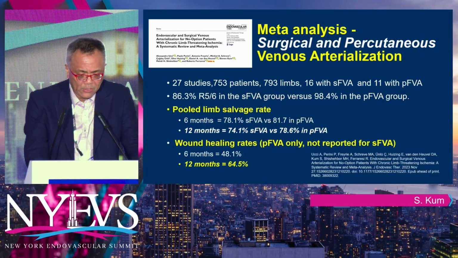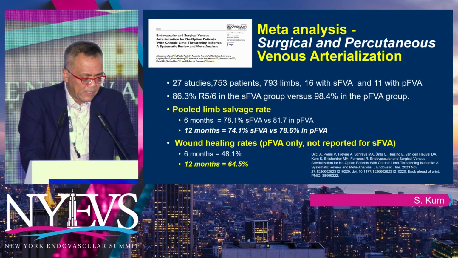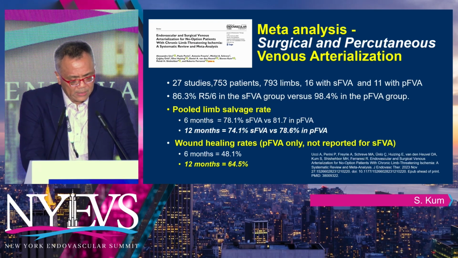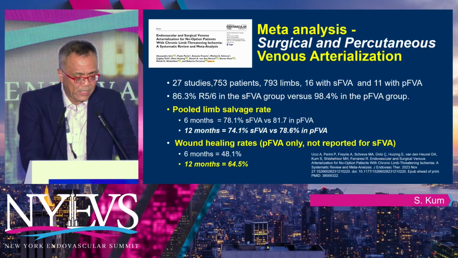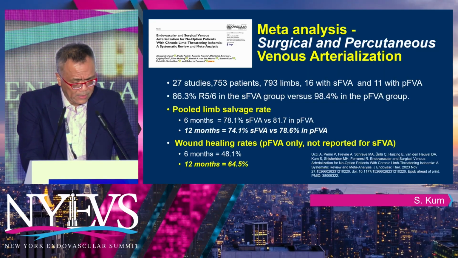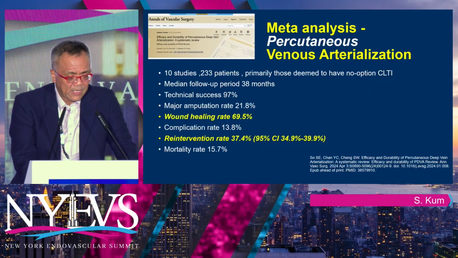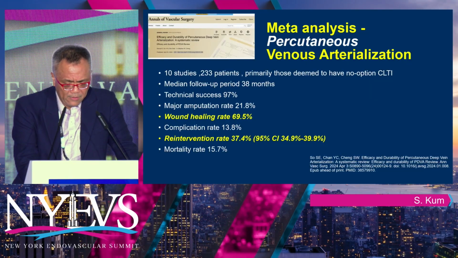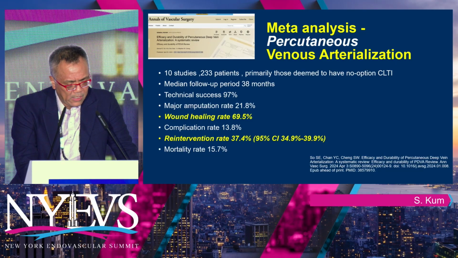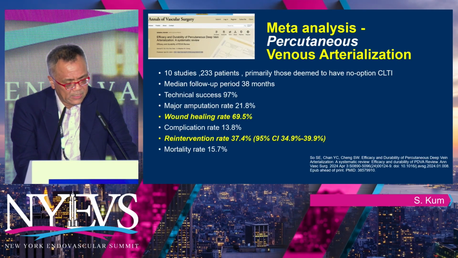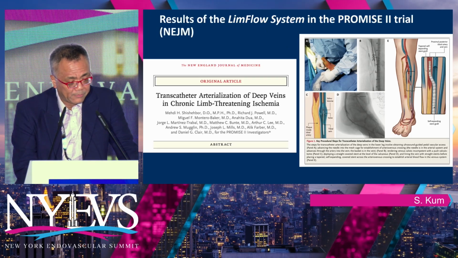Some of the surgical and percutaneous data, this is a meta-analysis done some time ago. Let's pay attention to the wound healing rates. The 12-month wound healing rates were 64.5% in this bunch of patients who underwent surgical and percutaneous venous arterialization. More recently, a meta-analysis of the percutaneous version. I believe this was without the PROMISE results, but essentially the wound healing rate at 12 months was 69.5%, certainly with a higher re-intervention rate to keep these circuits going.